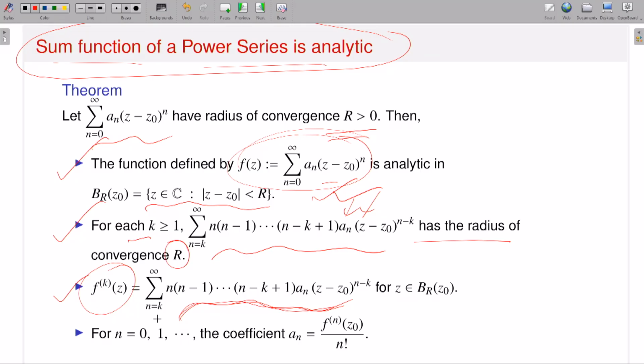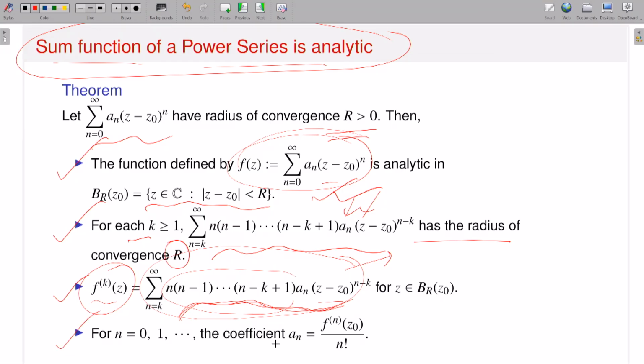So that means the kth derivative of f at z is exactly equal to the sum over n from k to infinity of n(n-1)...(n-k+1) times c_n, where c_n is the constant term, times (z minus z naught) to the power n minus k. In other words, if I consider this power series, the corresponding sum function is exactly equal to the kth derivative of f at z.